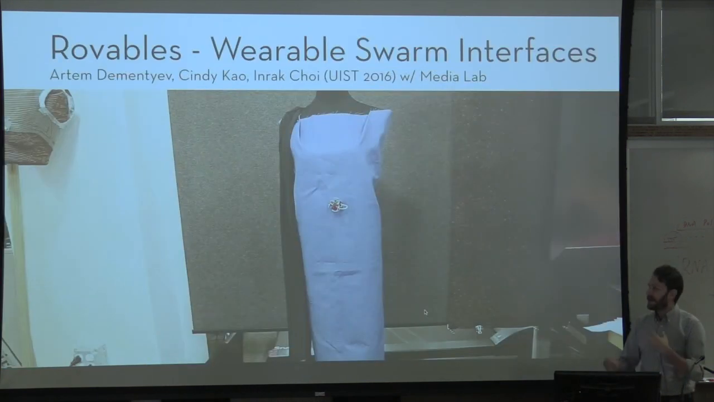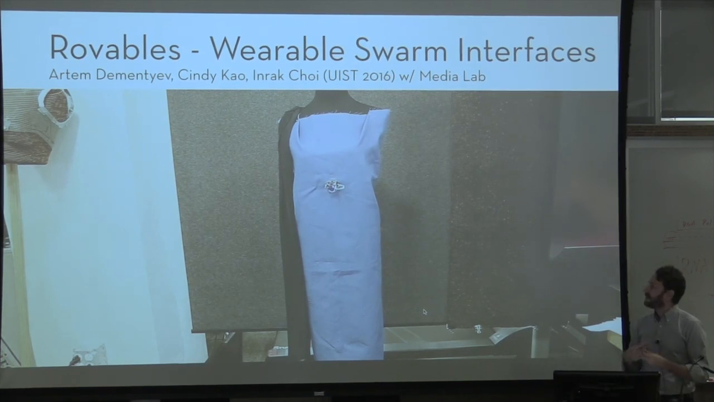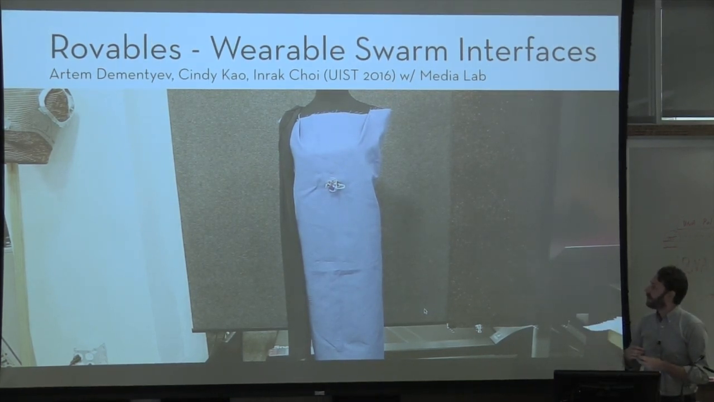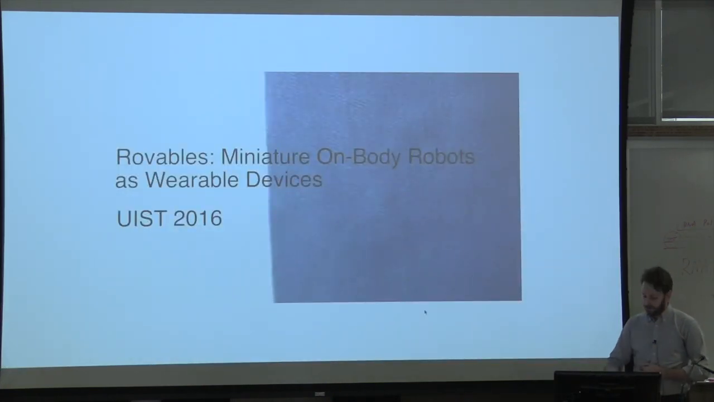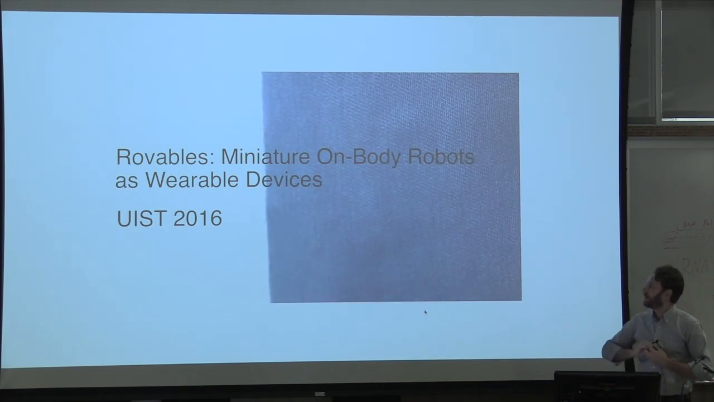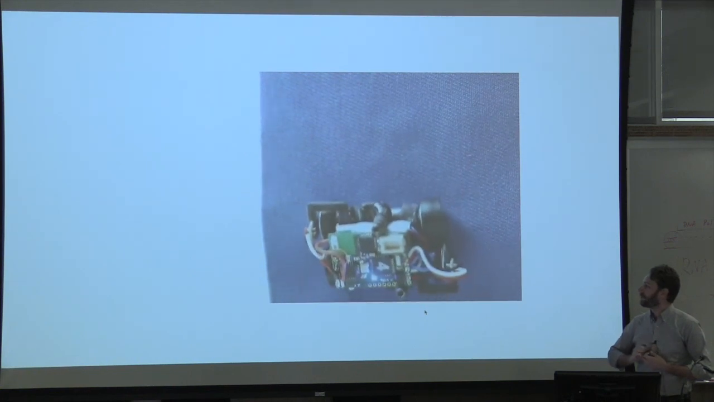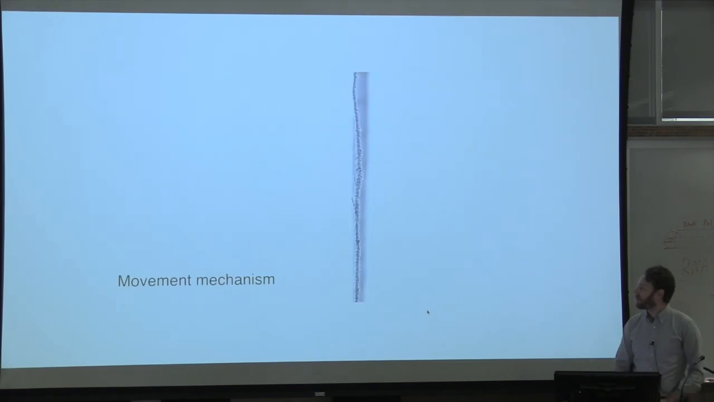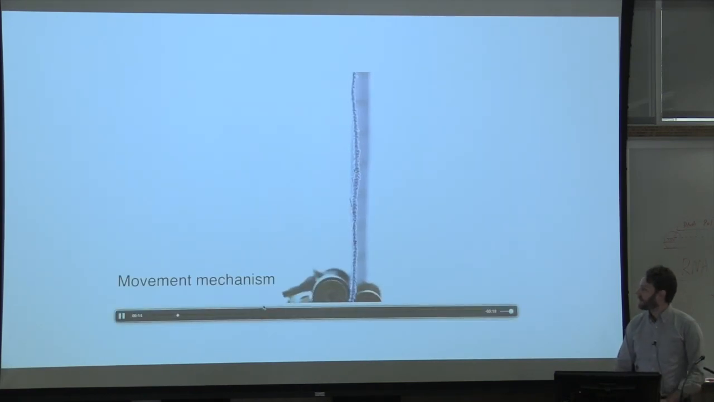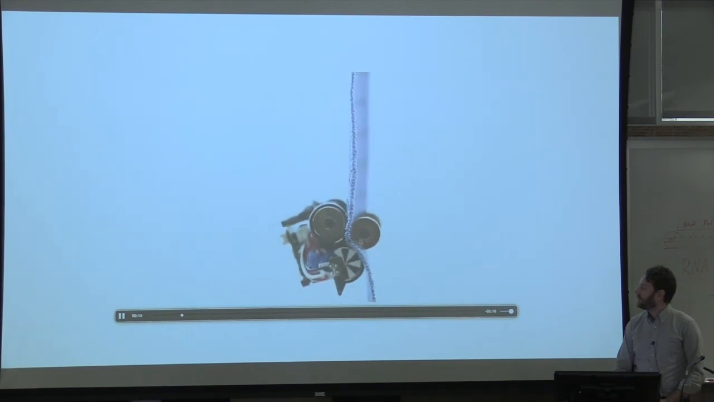And then finally, thinking about the body, how can we use small robots to display information and provide physical affordances on demand? This is a project with Artem Dmitriev and Cindy Cao from the MIT Media Lab that's thinking about these small robots that can actually move on your clothing. They use a set of magnetic wheels and another set of magnetic wheels on the other side of your clothing to move around on your body, on your clothing. And this is the mechanism here. You can see there are magnetic wheels on both sides.